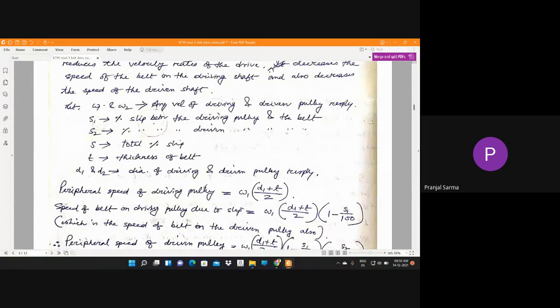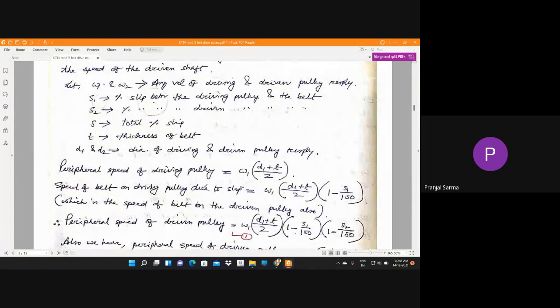Okay, so now let's consider how to obtain the expression mathematically, so as to see how much the effect of slip is on the velocity ratio of that particular belt drive. Let omega 1 and omega 2 be the angular velocities of the driving and the driven pulley, and let's consider a slip on both sides, that is, s1 is the percentage slip between the driving pulley and the belt, and s2 is the percentage slip between the driven pulley and the belt.